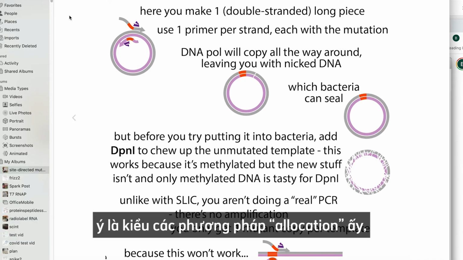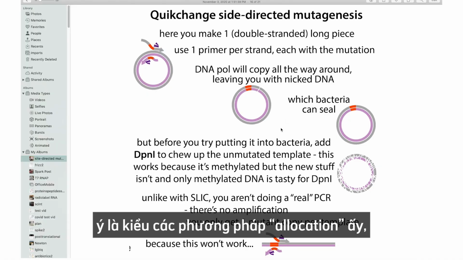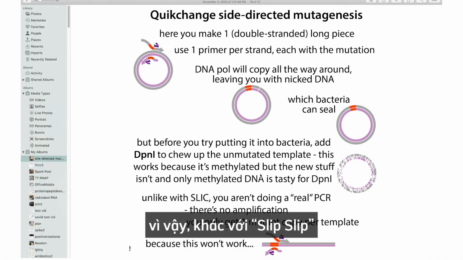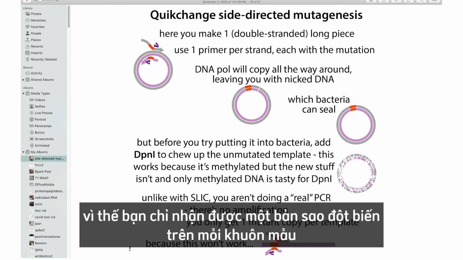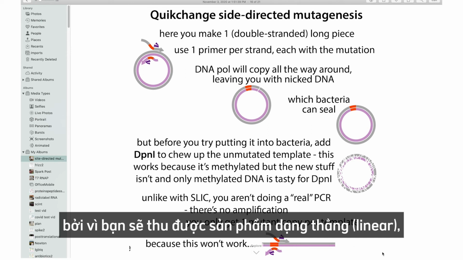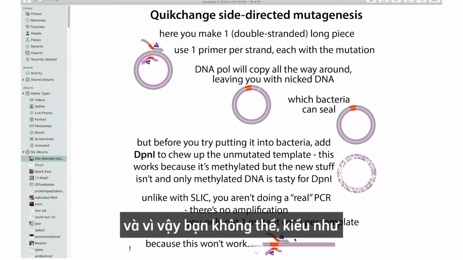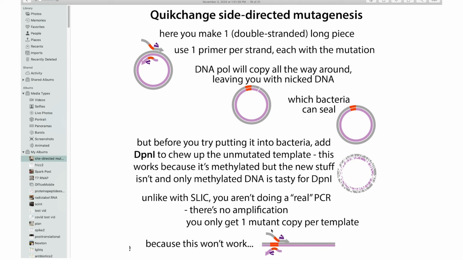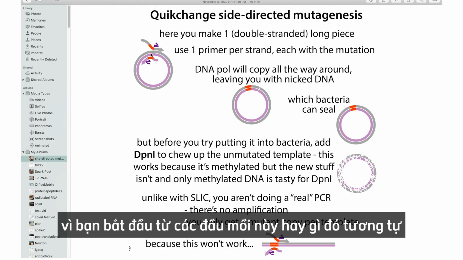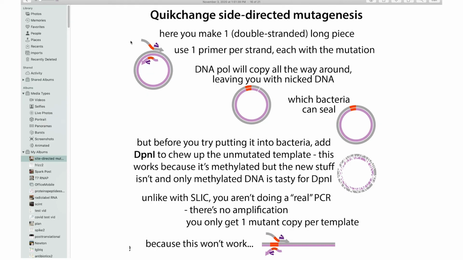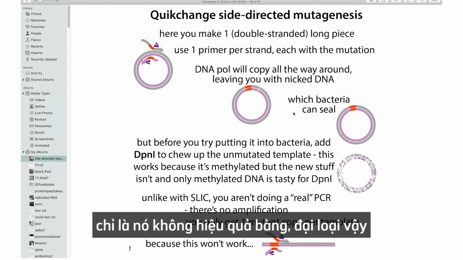Unlike with SLIC, this isn't actually PCR because there's no amplification. So you're only going to get one mutant copy per template because you have that linear product, and you can't do the same amplification as you would in the other version because you're starting with these primer ends. But you can do it, it's just not as efficient.